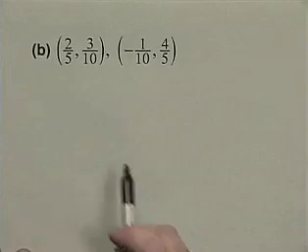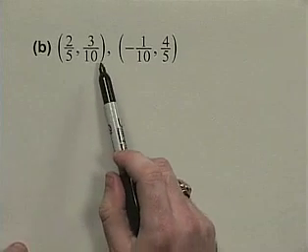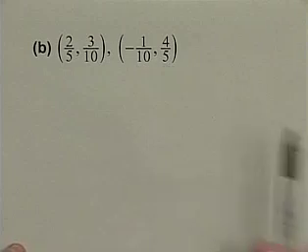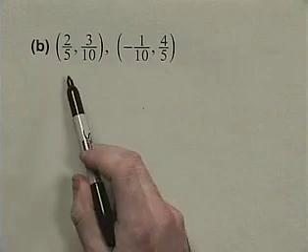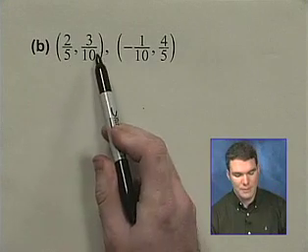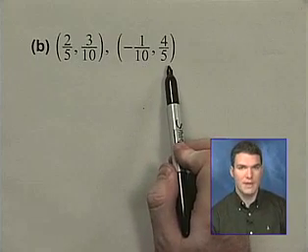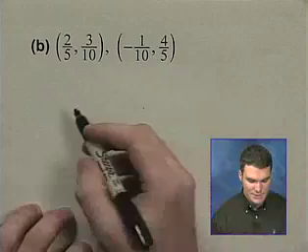How about this one? These 2 points are a little trickier. We're dealing with fractions. We have (2/5, 3/10) and (-1/10, 4/5). Now the distance formula works just as well with fractions as it does with whole numbers. So let's look at this. We have the point (2/5, 3/10) and the point (-1/10, 4/5). The distance formula still works.